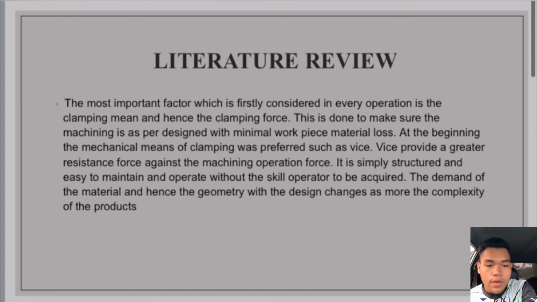Literature review. The most important factor, which is firstly considered in every operation, is the clamping, hence the clamping force. This is done to make sure the machining is as per design with minimal workpiece material loss. In the beginning, a means of clamp was preferred, such as a vice. A vice provides a greater resistance force against the machine operation force. It is simply structured and easy to maintain and operate without a skilled operator to be accurate. The demand of the material and hence the geometry of the design changes as the complexity of the product increases.